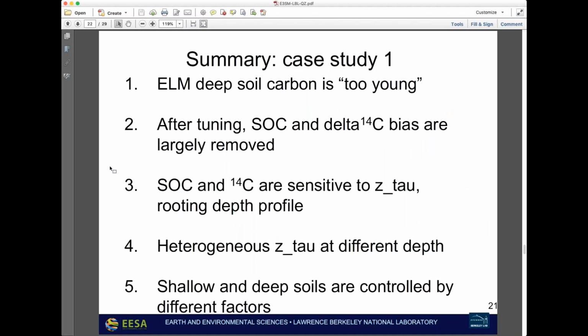So the summary is that in the ELM, the E3SM land model, deep soil carbon is too young. It cycles too fast. After tuning, we can effectively bias-correct the model 12C and 14C at the same time, so the bias is largely removed. We also suggest a heterogeneous Z-tau at different depths, because the controlling factors behind Z-tau are different.